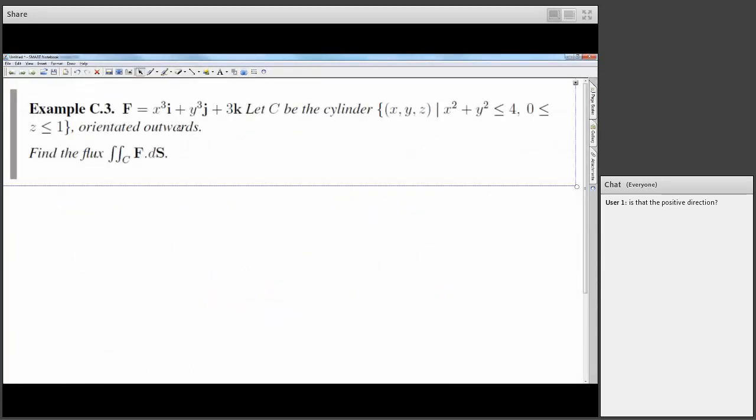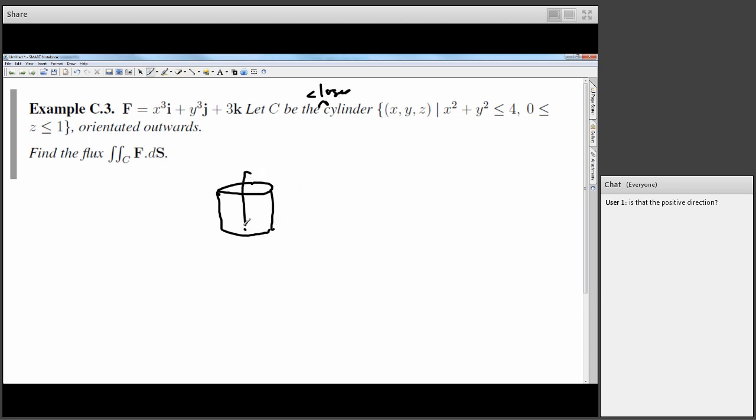Okay, so we've got a vector field and we've got a cylinder. So let's just draw my cylinder. So I've got a closed cylinder. The height of it is 1, and the radius of it is 2. So this is my cylinder here. And pretty much what I want to do is work out the total flux flowing out of this particular surface. So if I draw normals at various points, so these are various normals, I'm just trying to work out the total flux flowing out of that particular surface.